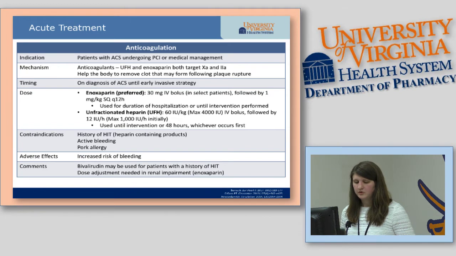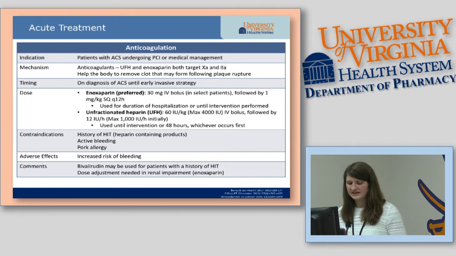Contraindications, there are a few important ones to note. One is a history of heparin-induced thrombocytopenia, as being re-exposed to heparin can cause this abrupt decrease in platelets and increased thrombosis risk. And that's with any heparin-containing products, including heparin flushes. So if you see a patient with a heparin allergy, or a history of HIT, it's important to avoid anything that could potentially contain heparin. Active bleeding, as we saw before, and also pork allergy. And then of note also, enoxaparin does need a dose adjustment in renal impairment.